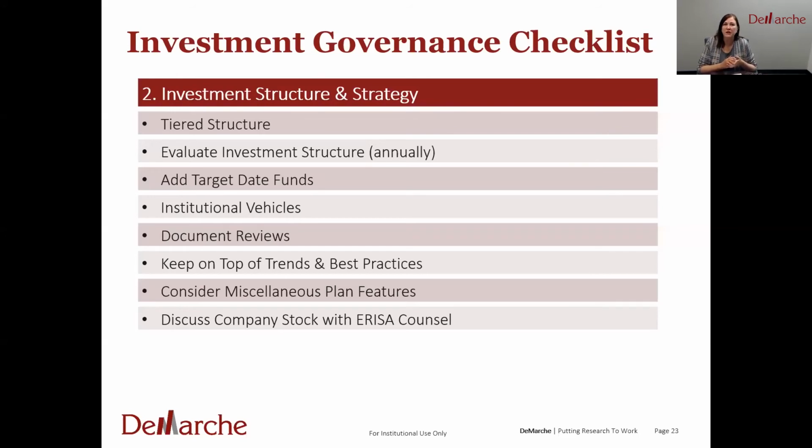You may have some retail funds, but if you have retail funds, make sure that they're not loaded up with revenue share. We prefer institutional funds like an R6 share class fund or a CIT, and even separate accounts if you're a huge mega fund. So look at those vehicles, make sure that they're apropos for an institutional DC plan, which is what we are building toward or want to maintain. Make sure you document all your reviews. Keep on top of trends and best practices.